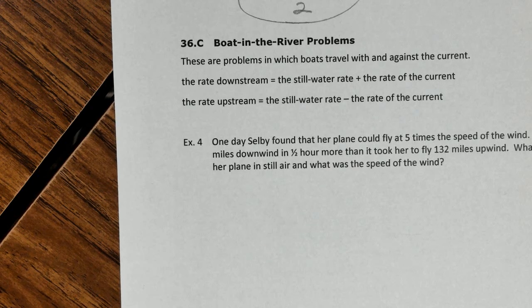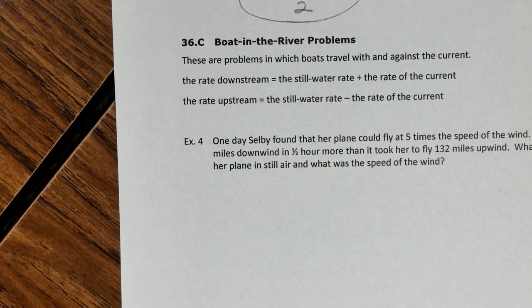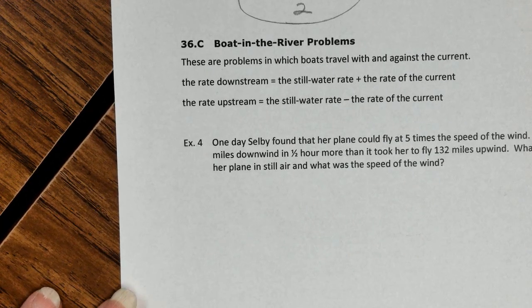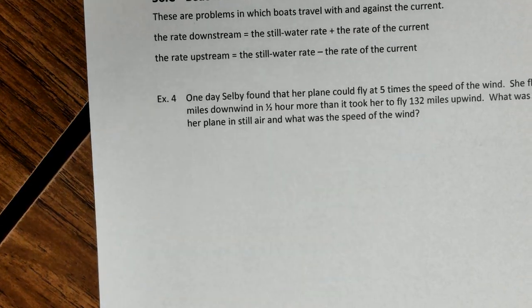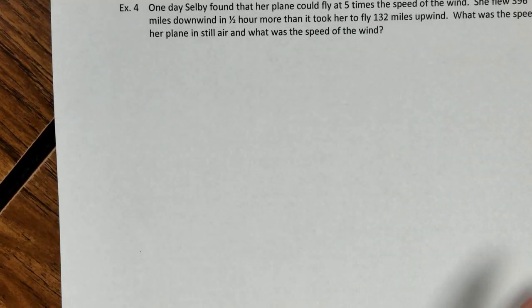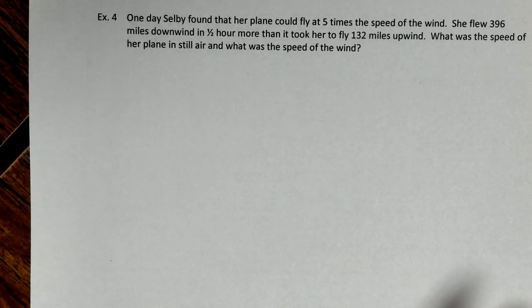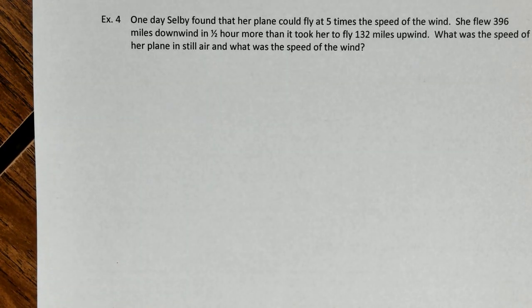So this is basically one of your uniform motion problems, distance, rate, and time, but this is how the rates will be affected, just by the current. So let's take a look at example 4. One day, Selby found that her plane could fly at 5 times the speed of the wind. She flew 396 miles downwind in a half hour more than it took her to fly 132 miles upwind. What was the speed of her plane in still air, and what was the speed of the wind?